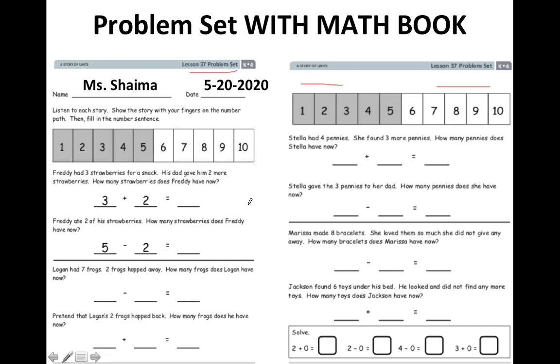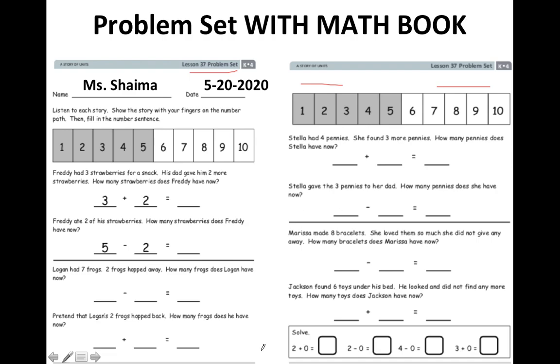Show the story with your fingers on the number path. Then fill in the number sentence. I'm going to use a marker to show how I do it. You do not have to do markers. You can do it with your fingers because you're using the same number path across all problems, so that way you don't get confused.